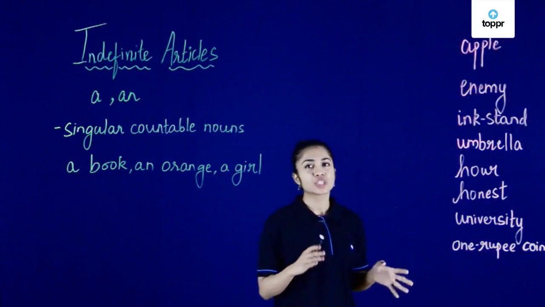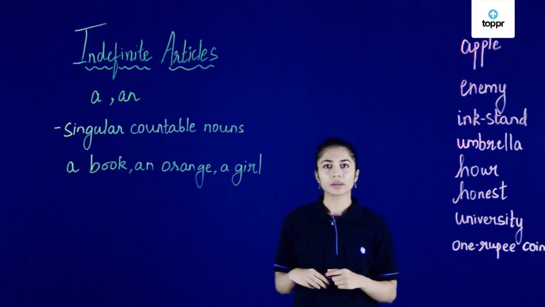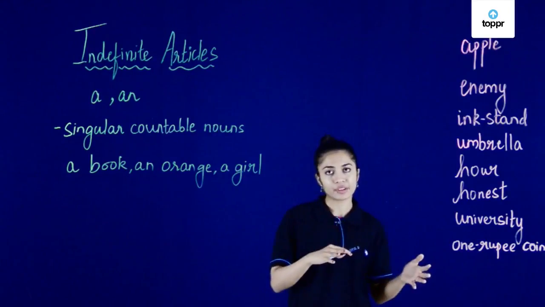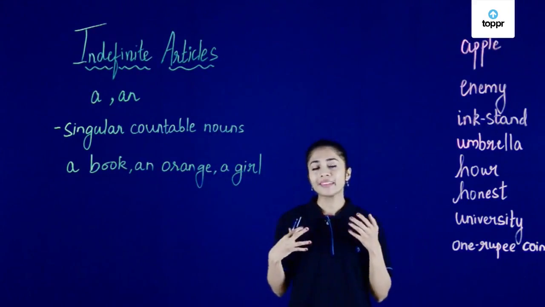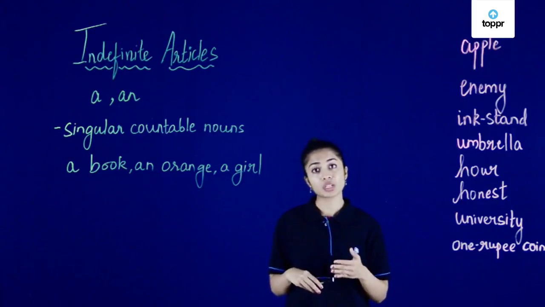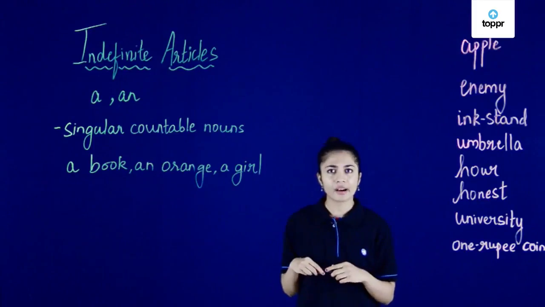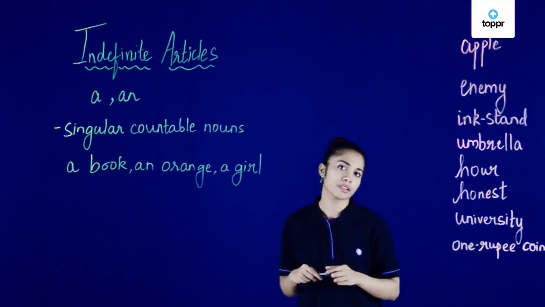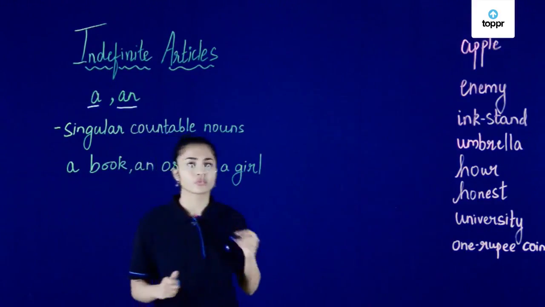Hey students, so in the introduction to articles video, we learned about definite articles and indefinite articles. Actually just one definite article, that is the. But in this particular video lecture, we are going to focus on our indefinite articles. So what are our indefinite articles? Our indefinite articles are a and an.